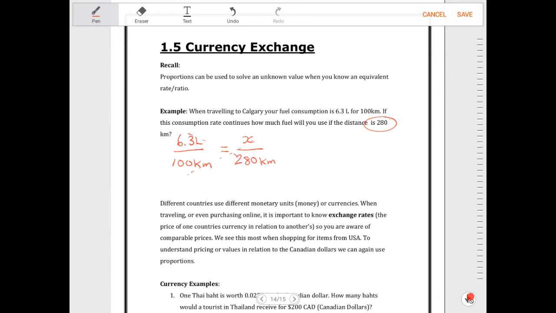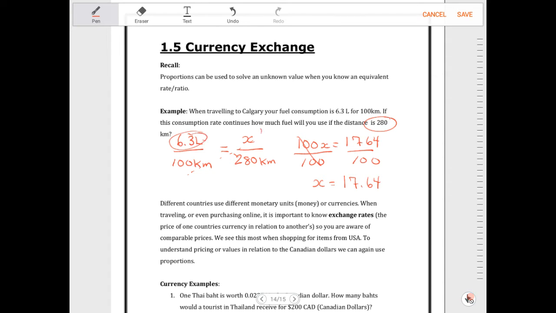So what I'm going to do is I always like doing the one with the x first, so that's going to give me 100x. And then we're going to multiply 6.3 times 280. And that gives me a value of 1,764. If you've been doing it the same way the whole time, you divide by the number in front of the x. So we'll do that on both sides. And this is going to tell you it would be 17.64. Now what are we looking for?